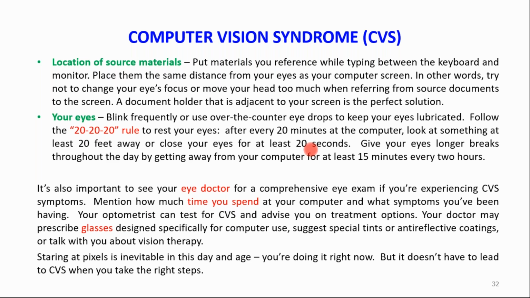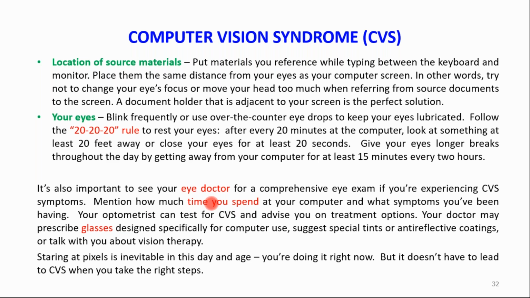Give your eyes longer breaks throughout the day by getting away from your computer for at least 15 minutes every 2 hours. So after 2 hours, you should take a break for your eyes for at least 15 minutes. If the CVS symptoms are there, then you should contact your eye doctor. Whatever the guidelines given by this doctor, you have to follow those guidelines.